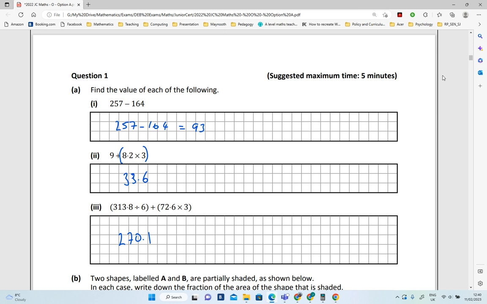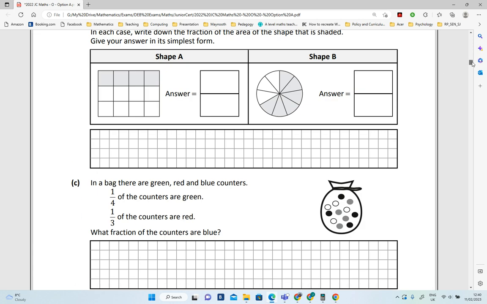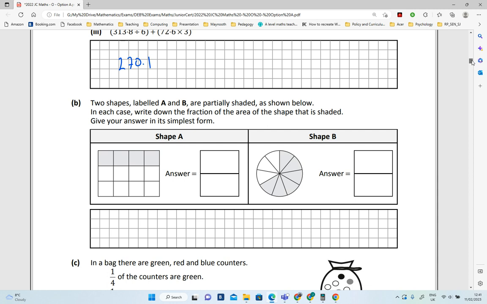So let's move to part B. Two shapes labeled A and B are partially shaded as shown below. In each case, write the fraction. Okay, so how many boxes are here in total? 4 by 3. So there's 12 boxes there. They're saying write it in its simplest form. So the first form would be, well, there's 4 of them shaded out of 12. Okay, so you've got 4 out of 12.